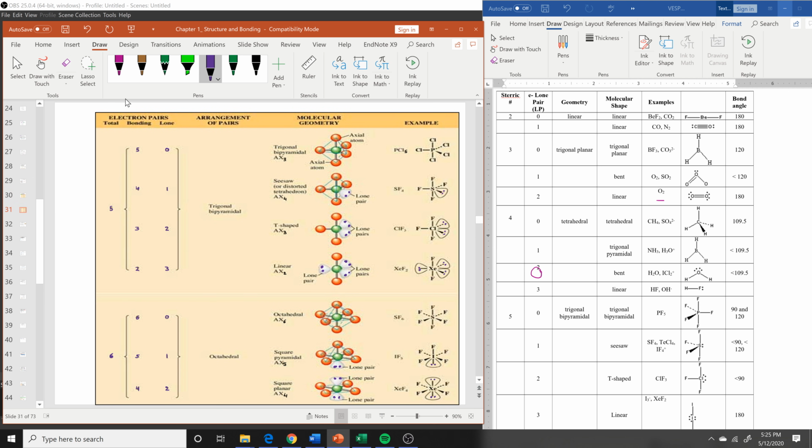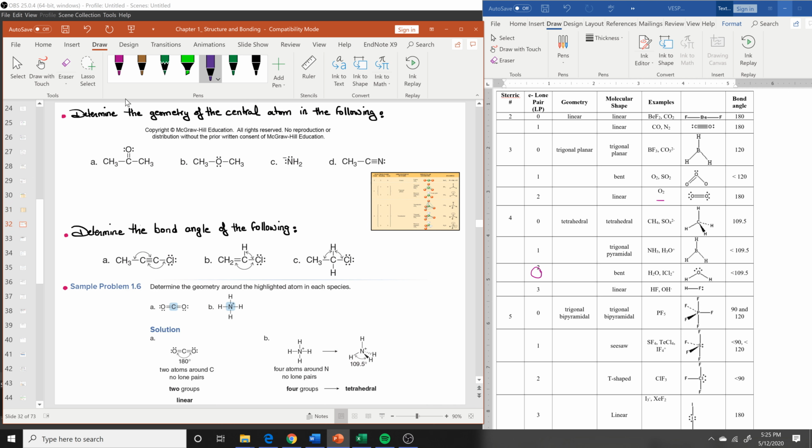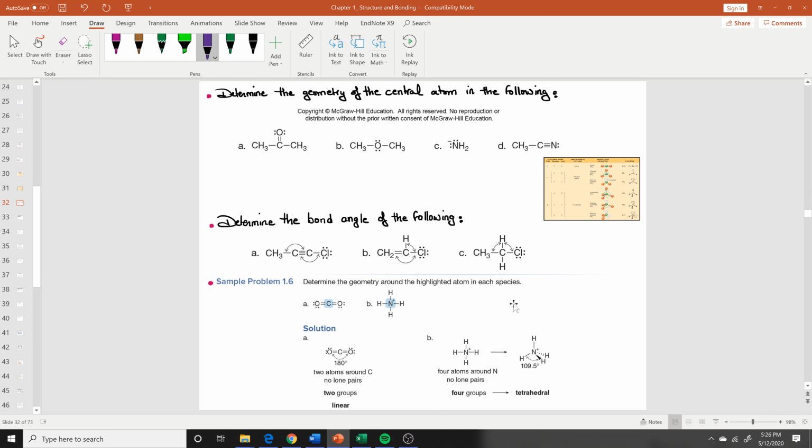The steric numbers of 5 and 6, we are not interested in those. I'm going to leave them for inorganic in case you decide to take inorganic. Okay, so let's have an example here. Draw the geometry of the central atom in the following.